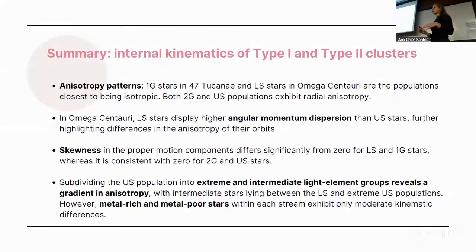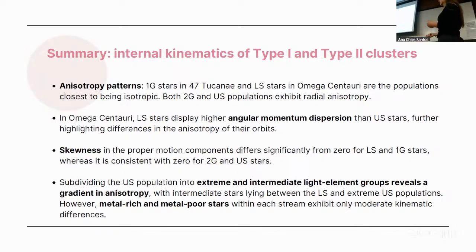So lower stream and upper stream stars are actually behaving very similarly to 1P and 2P stars. So probably this means that type 1 and type 2 globular clusters have very similar formation mechanisms. We also introduced some kinematic quantities that were unexplored in this context of multiple populations and globular clusters, for example, angular momentum and skewness, which are also showing us that there are differences in the kinematics between them.